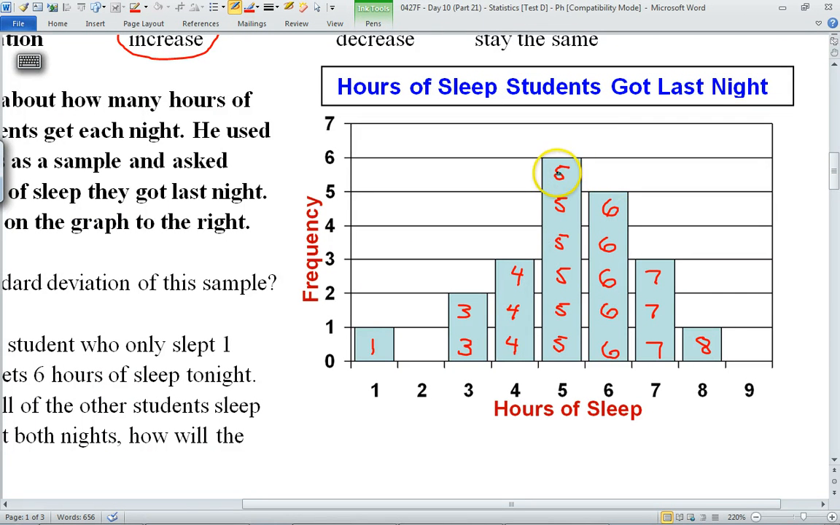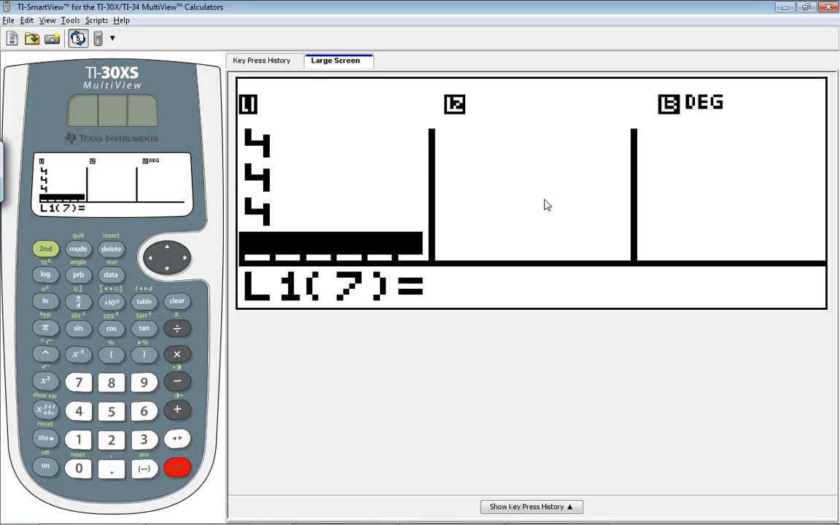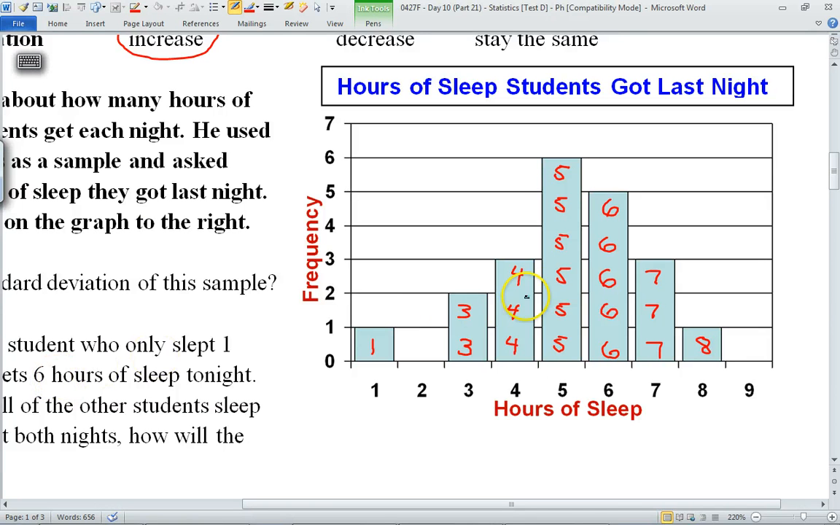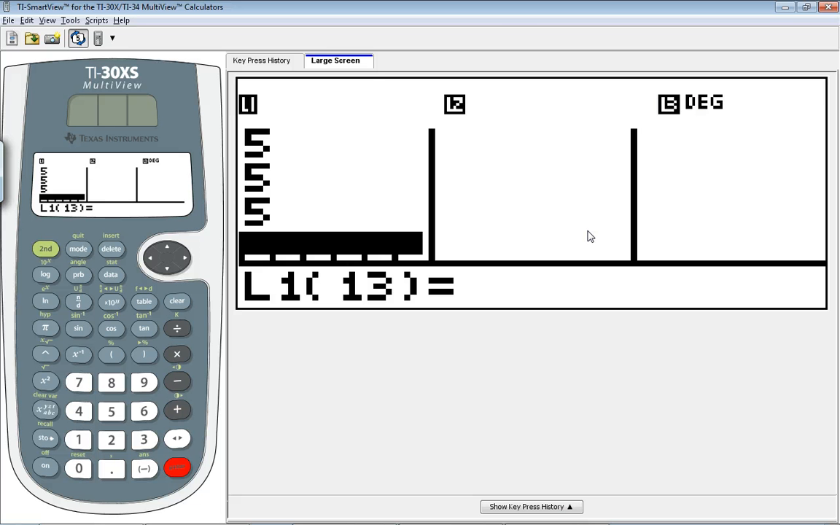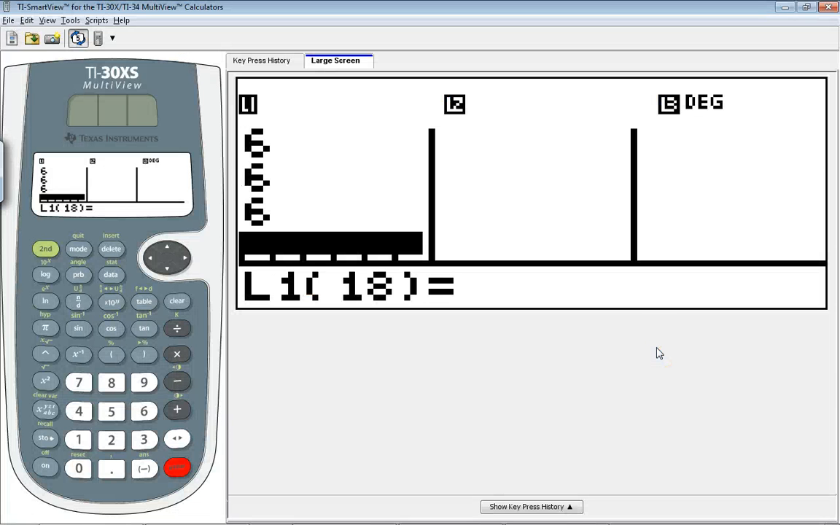Okay, next I have 6 fives. So that's 1, 2, 3, 4, 5, 6. So I got 6 fives. Next I have 5 sixes. 1, 2, 3, 4, 5. Next I have 3 sevens and an 8. So 7, 7, 7, 8.